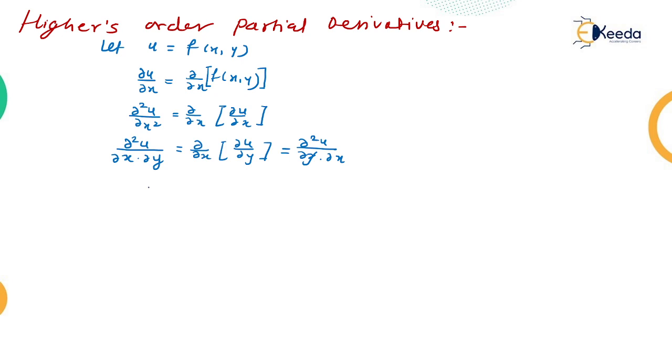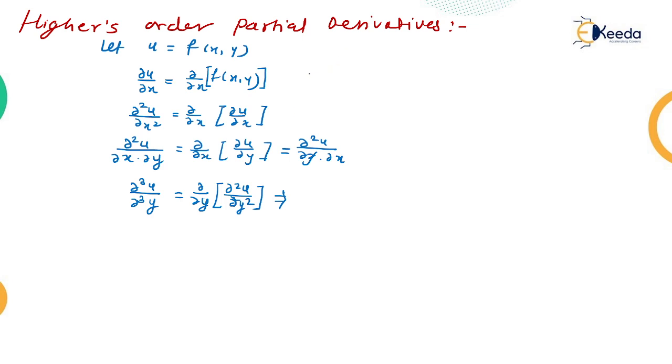Next you have to also take ∂³u/∂y³ with respect to y. So it is nothing but ∂/∂y of ∂²u/∂y², which means ∂³u/∂y³. In this way you have to take the differentiation, and it is called the third order derivative.